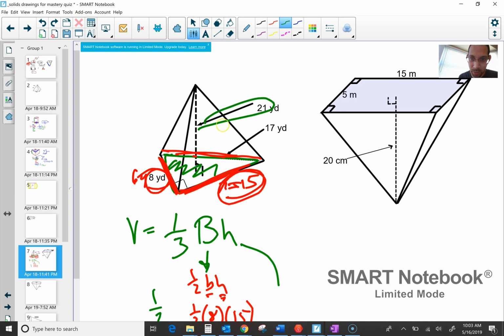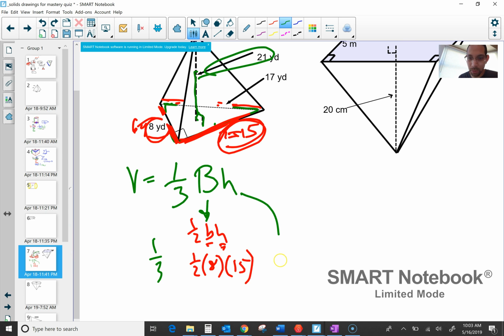Notice how this 21 right here is perpendicular. I know there's a lot of writing there, so let me erase some of that. See how this height is perpendicular? It's got a little right angle symbol. Perpendicular to the base means it's going to end up going right here, 21.